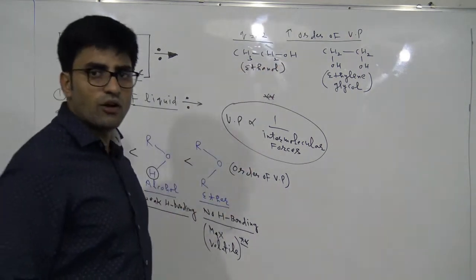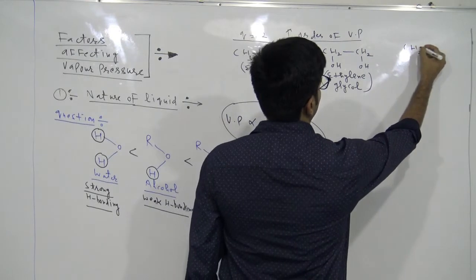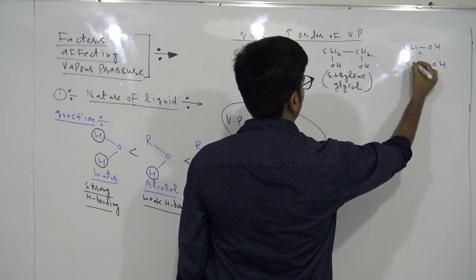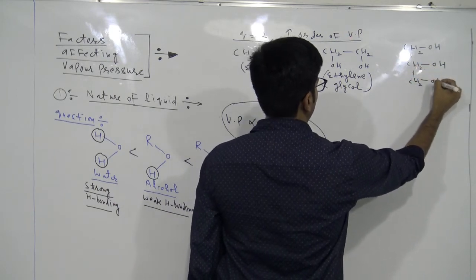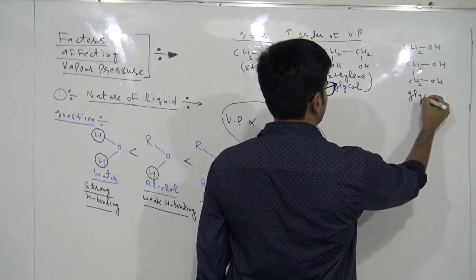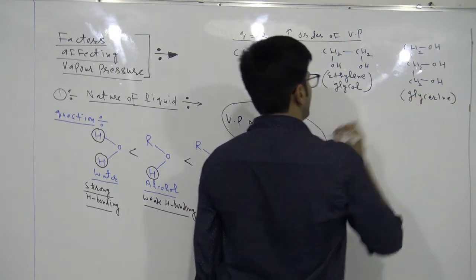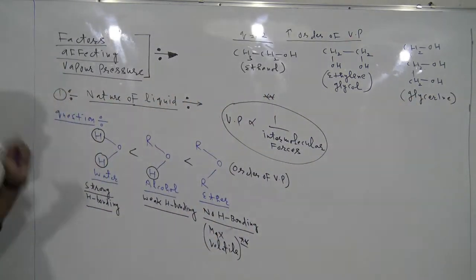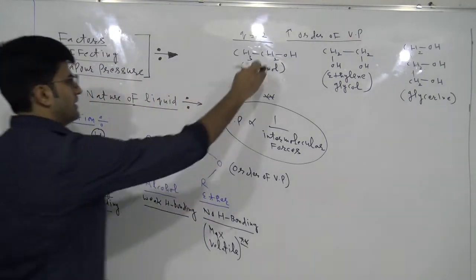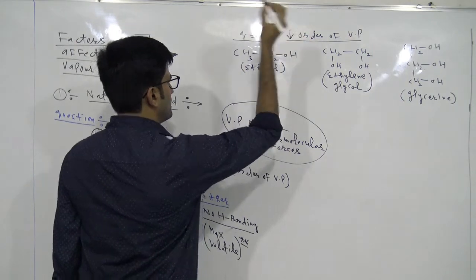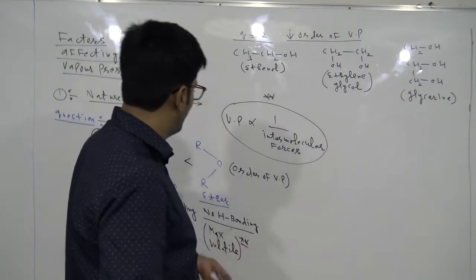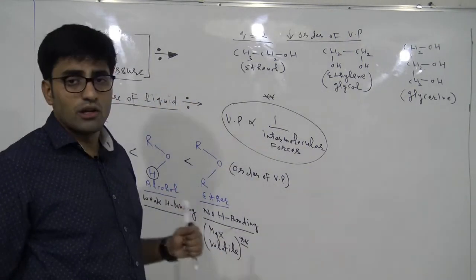So this is ethanol, this is ethylene glycol, and the last one is CH2OH, CH2OH. This is glycerine. So we have ethanol, ethylene glycol, and glycerine, and we have to arrange them in decreasing order of vapor pressure, right? So again, vapor pressure is inversely proportional to what? Vapor pressure is inversely proportional to intermolecular forces, right?